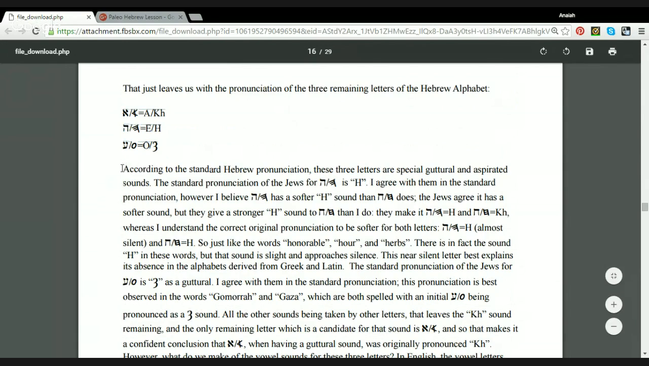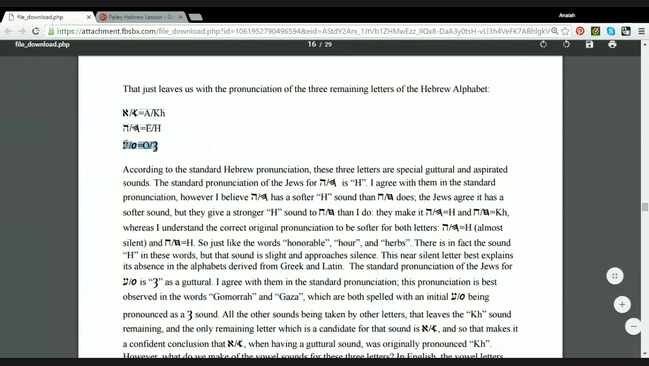Also, did you know this? According to the standard Hebrew pronunciation, these three letters are special guttural and aspirated sounds. Did you know that they say that? That's what they say. They say these are guttural and aspirated consonants. So it's like they say like g, that type of thing.